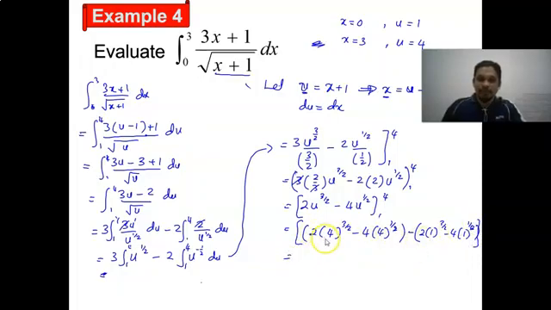Okay, so look at this one here now. 4 to the power of 3 over 2. 3 over 2 means that it is square root and power of 3. So square root of 4 equals 2. 2 power of 3 equals 8. 8 times 2 equals 16. Minus square root of 4 equals 2. 2 times 4 equals 8.